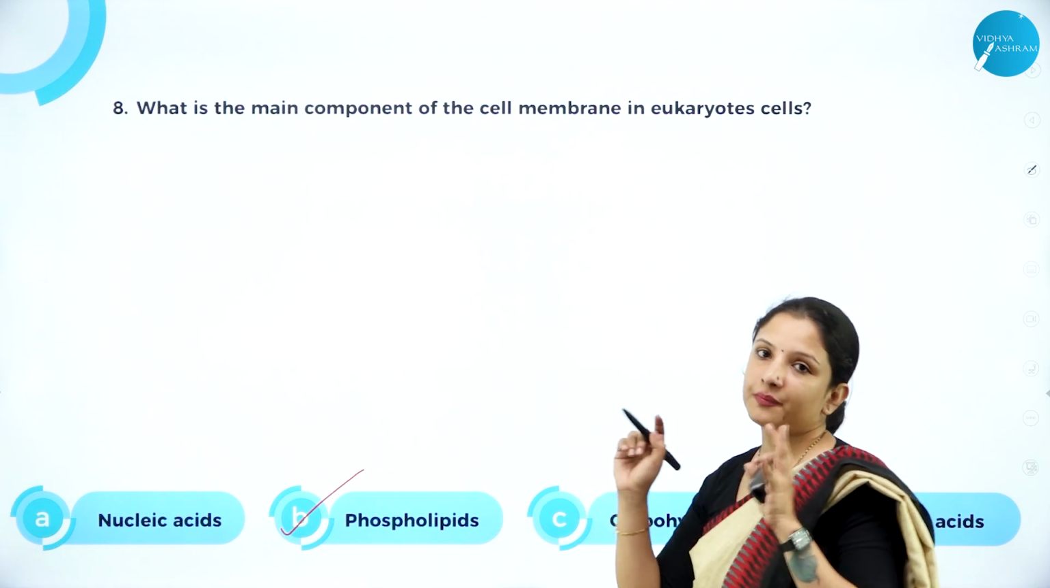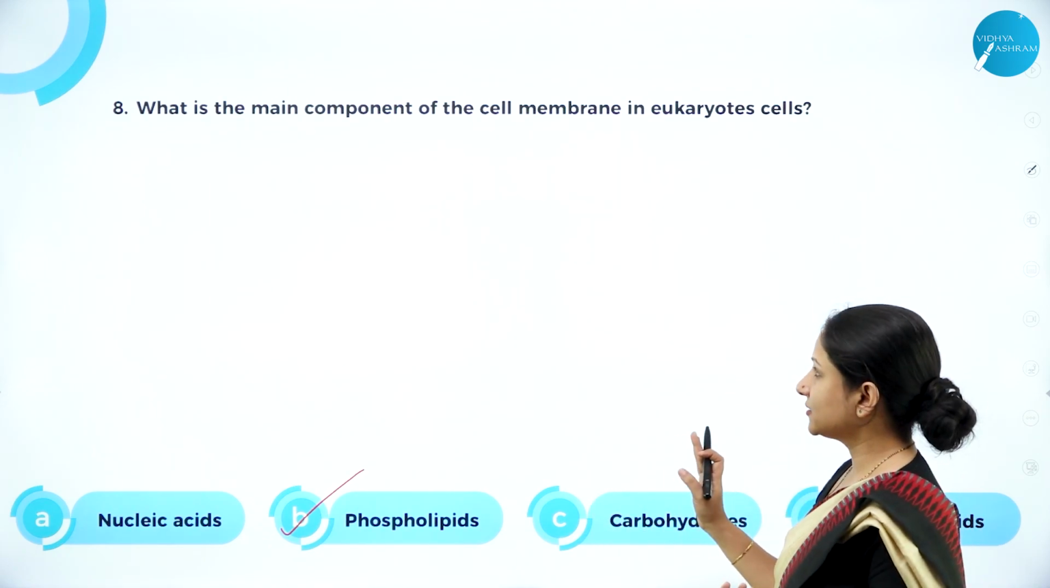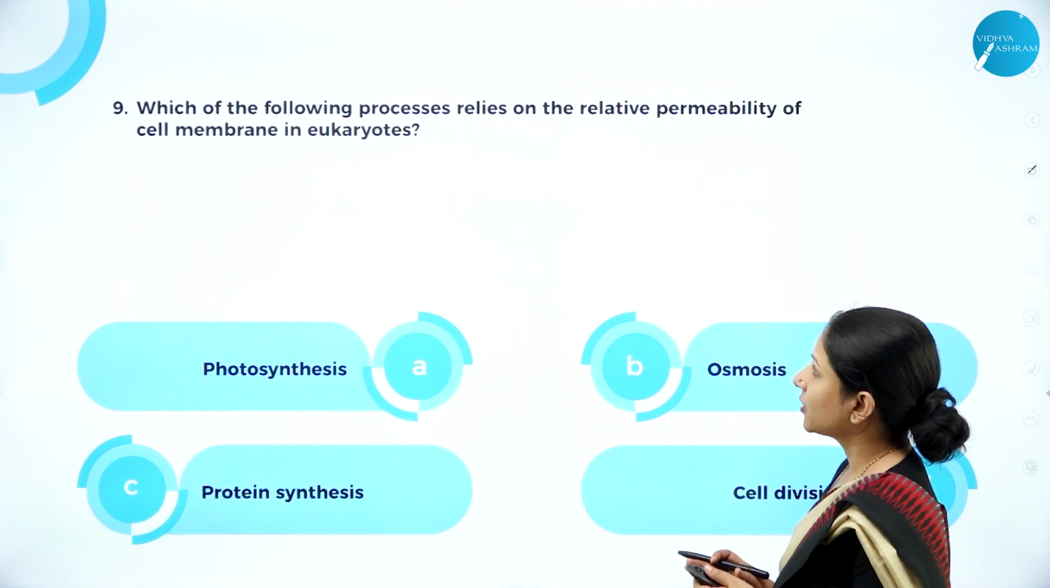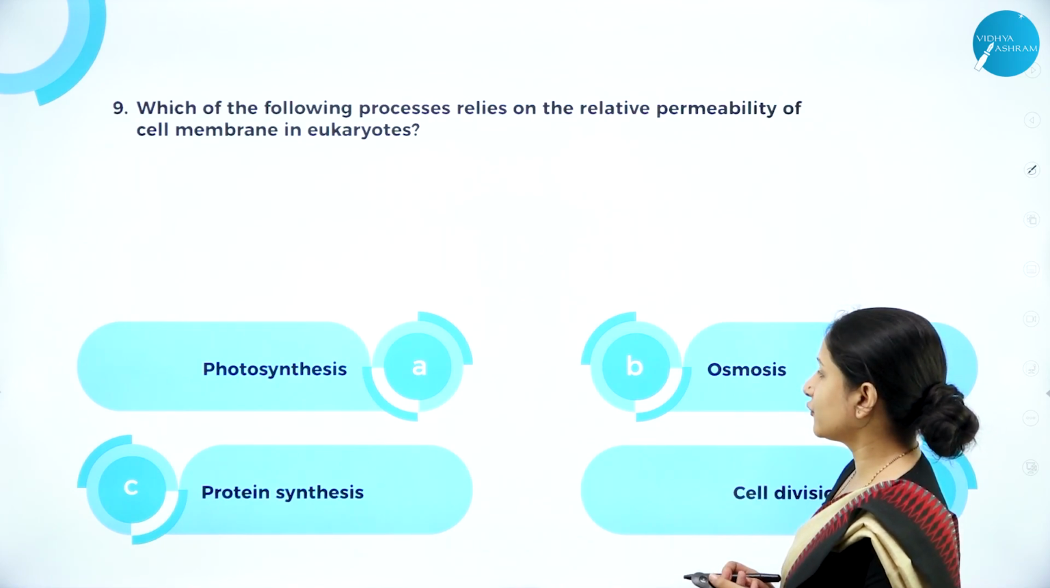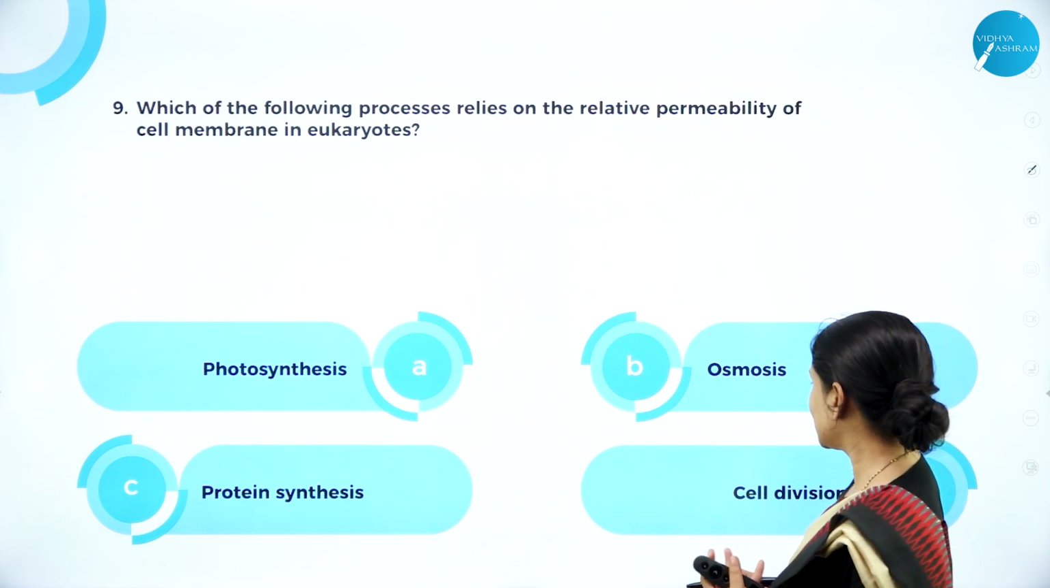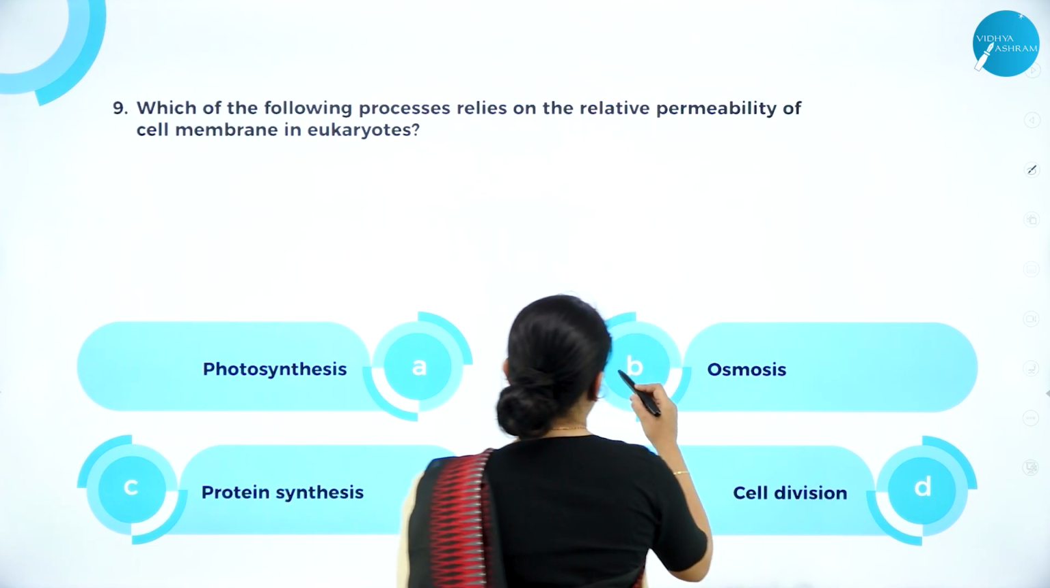But here phospholipids is the major one. So that is why we have to choose option B. Which of the following process relies on the relative permeability of cell membrane in eukaryotes? Photosynthesis, osmosis, protein synthesis, cell division. So it is actually osmosis.